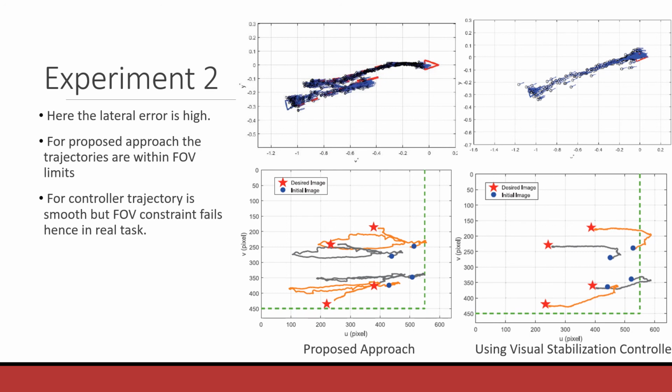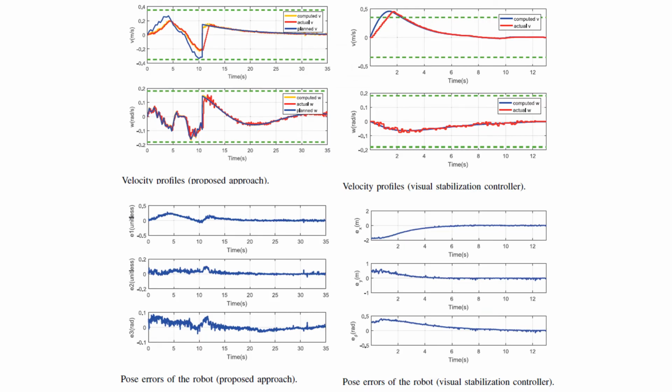Now, also, let's look at the velocity constraint. Here we can observe the velocity evolutions and pose errors, and we can see that we have a velocity saturation constraint which we want to maintain. But since the visual stabilization controller cannot include this, the actual velocities exceed the velocity limits. For our proposed approach, we see they are well within the constraints. And this is the advantage of using the proposed approach.